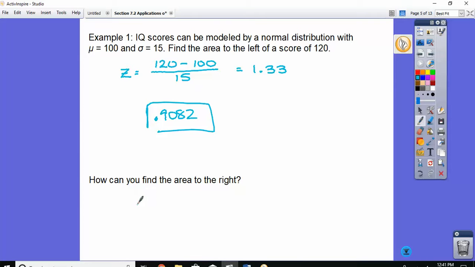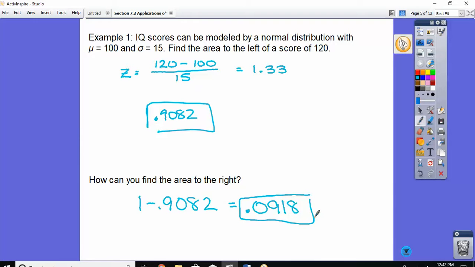So how would I find the area to the right? 1 minus 1. Get 0.0918. Questions there?